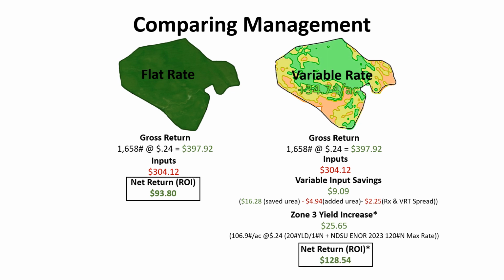So what does that mean? You look at these two management scenarios, and with the savings and the yield increase, and all the costs that are associated with variable rate, I'm showing that it's fairly reasonable to see an almost $35 per acre advantage just because of how we're managing our inputs and maybe being a little more efficient there.